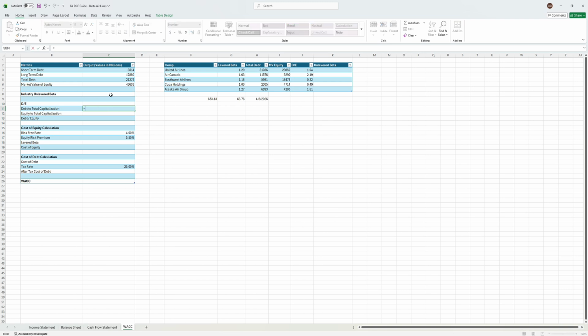So we're just going to come to here. Then what we're going to do is total debt divided by total debt plus market value of equity. And then we do the same thing for equity capitalization, so we're going to have equity as the numerator. So we're going to have market value of equity divided by total debt plus market value of equity, and then boom. And that's going to be a little ratio there.